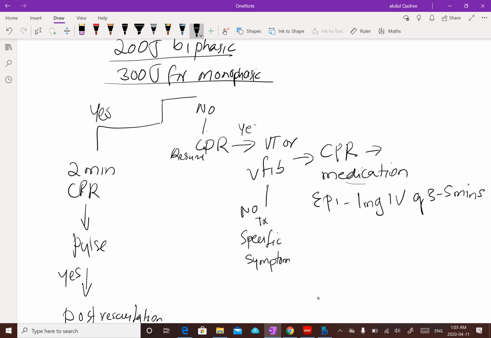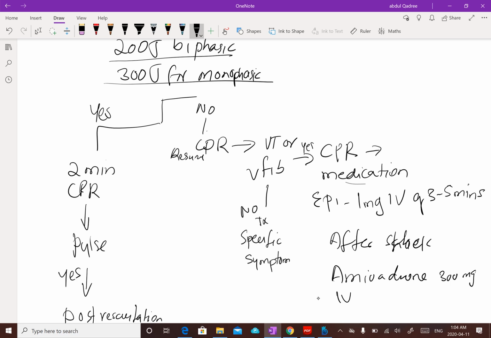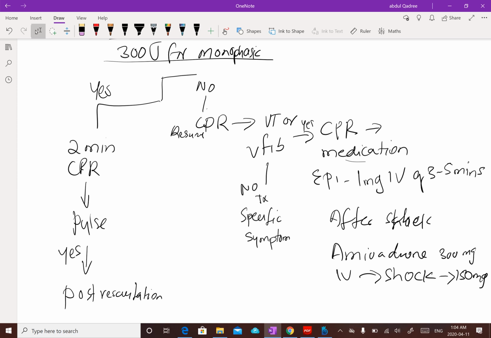Now, let's say the rhythm was VTAC or VFib, so of course we started CPR, and then we started medications. After the IV medications, we go ahead and continue for up to 3 shocks. After 3 shocks, we can start amiodarone, 300 milligrams IV, and then shock again. After the shock, you give 150 milligrams of IV amiodarone again if he has not converted to a normal rhythm, right?